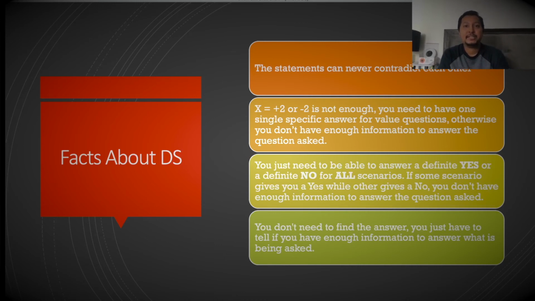If you can determine, yes, this is enough information for me to find the value of x, just go ahead and answer. You don't need to complete the whole calculation and find the exact value of x. All you need is enough information to answer the question being asked. Okay, so that was the short intro on GMAT Data Sufficiency.